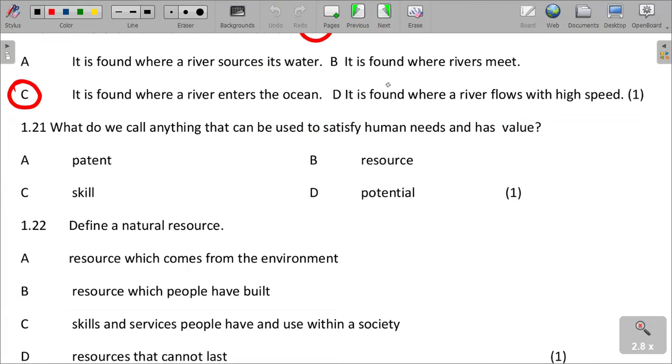What do we call anything that can be used to satisfy human needs and has value? Anything that can satisfy human needs, which has got value, we call that a resource. Potential, we are just talking about the ability, possible energy or stored up energy. Skill, we are just talking about an ability to do something. Patents are also something else which we cannot say can be used to satisfy human needs.